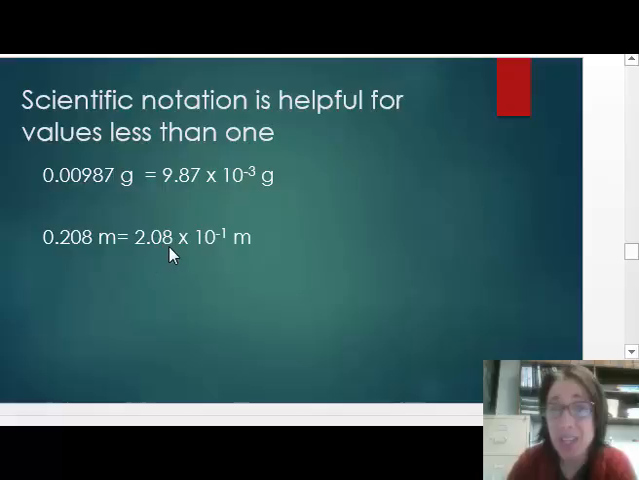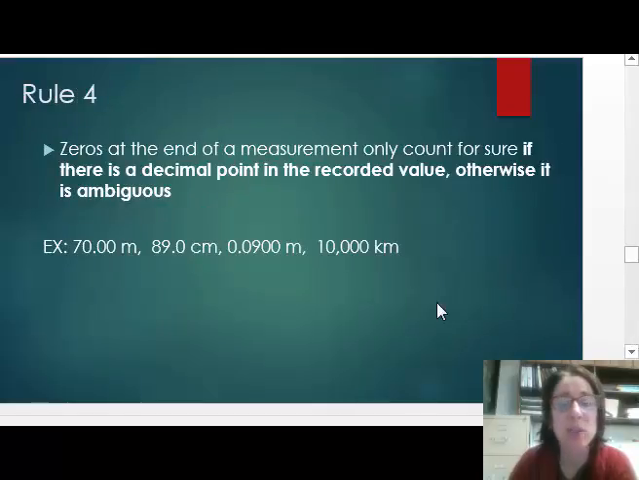I tend to use 3 sig figs in examples, but I want to point out that the number of significant figures in a measurement is not always 3. The last rule has to do with zeros at the end of a measurement. They only count if a decimal point is expressly written.